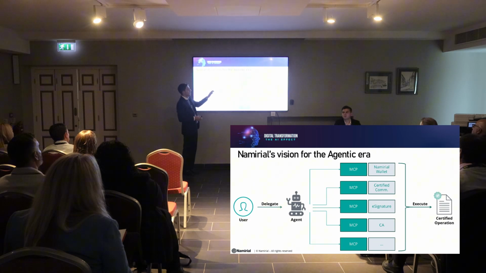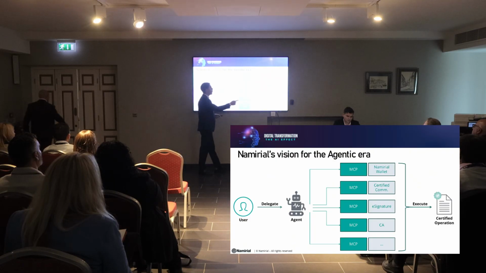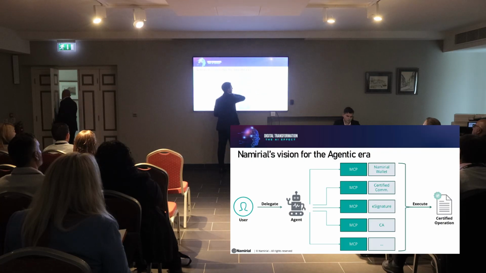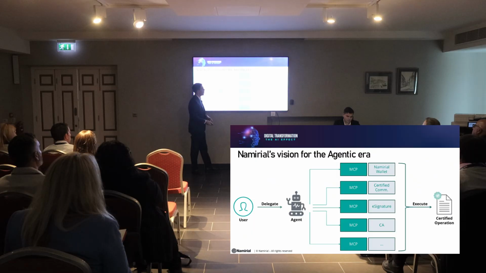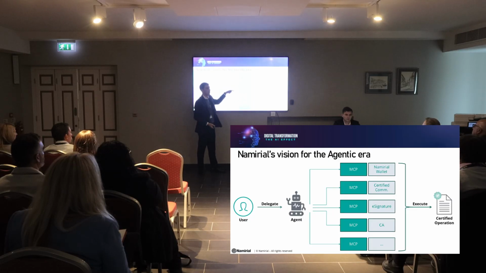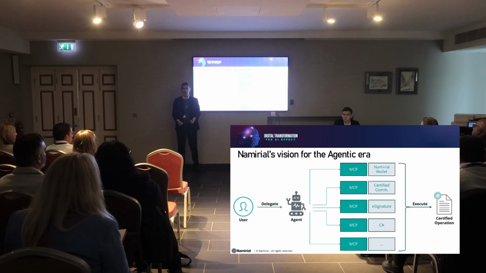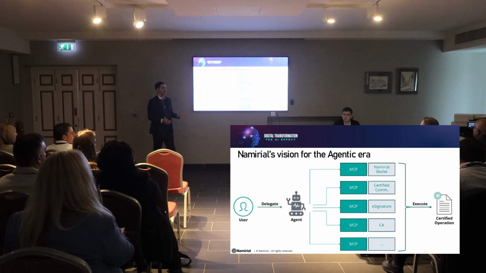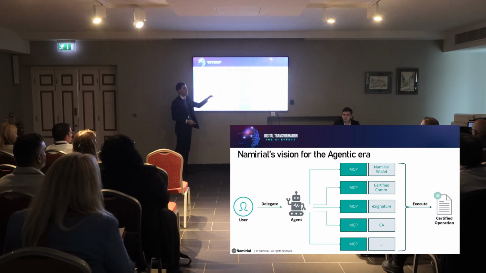We can basically make our process orchestration dynamic. This means that it's no longer a linear workflow. Wallet, certified communication, signature. Through this integration, the process orchestration is dynamic. It can adapt to different needs. And this is done by the agent itself, by connecting to the different products through the MCP server.